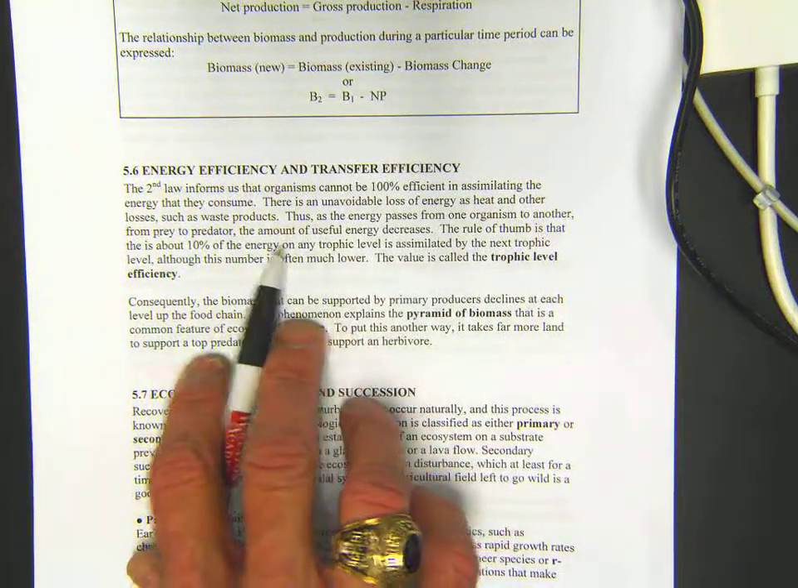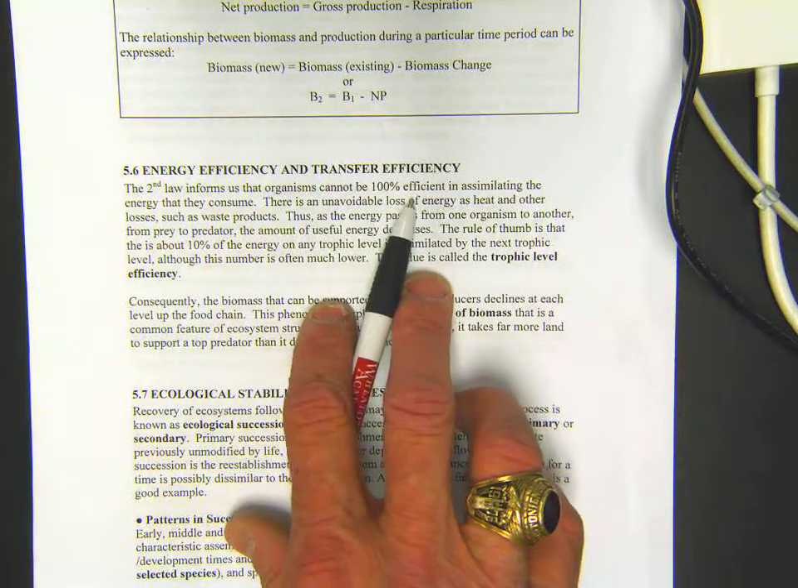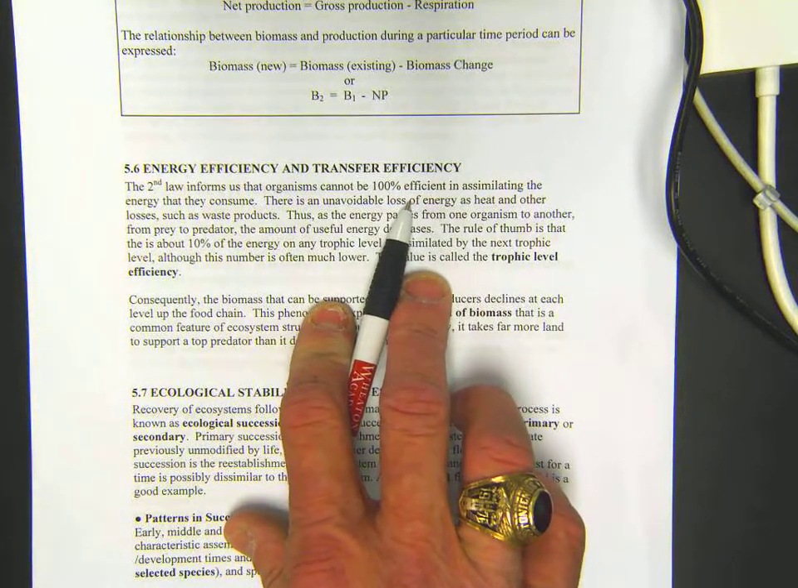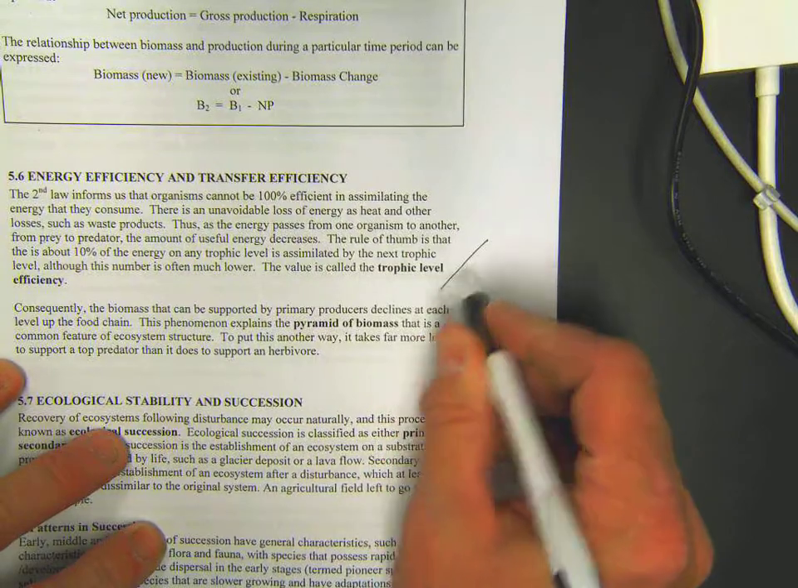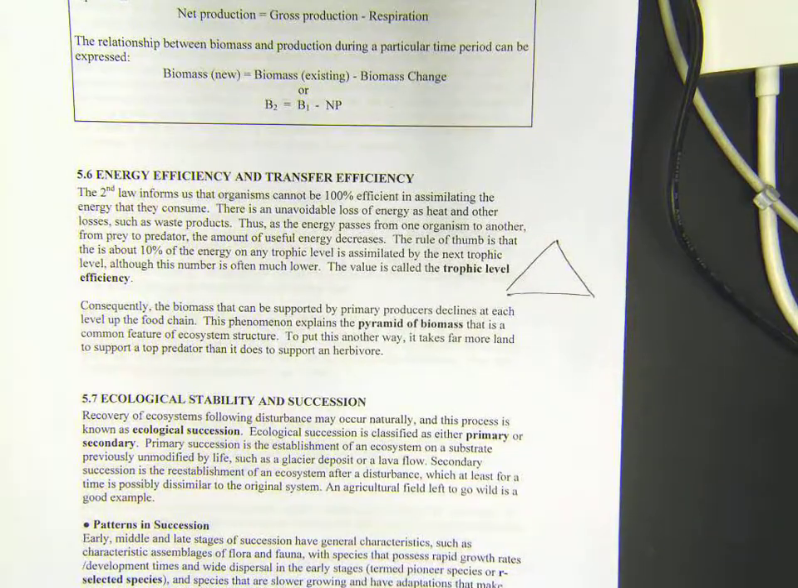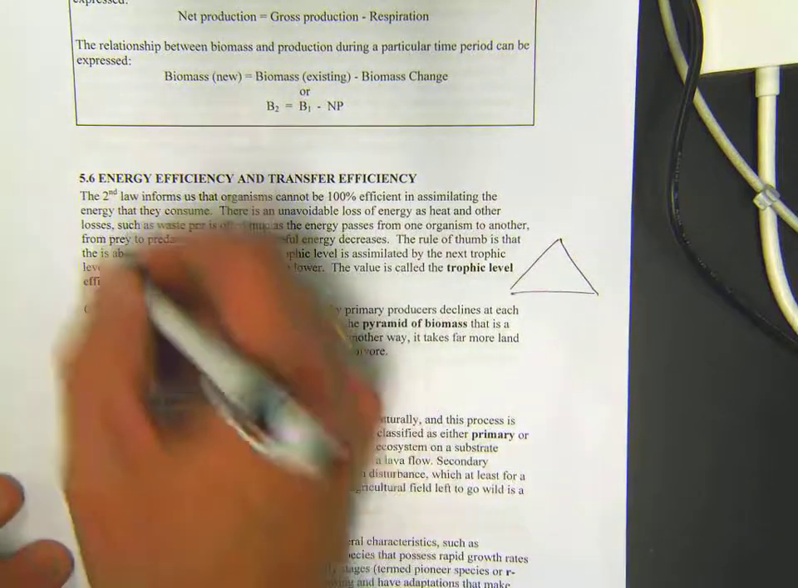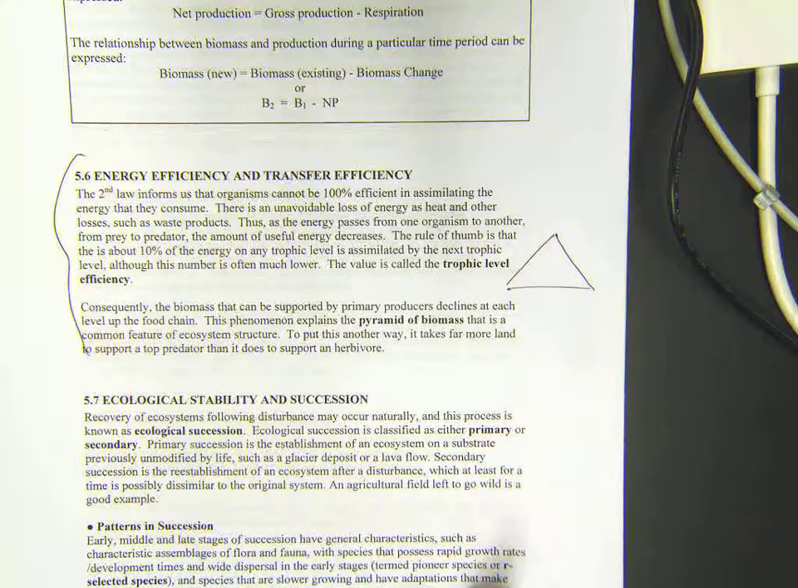And then the second law tells us that organisms cannot be 100% efficient in assimilating the energy they consume. There is an unavoidable loss of energy as heat. So the significance of this is why we have a pyramid in terms of trophic levels. All right. So basically, this is a real nice sheet. I want you to make sure you have a good handle on this. Then I'm going to show you a sample problem that will wrap up this video.